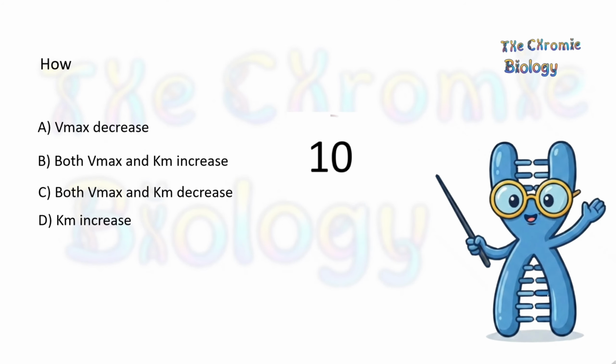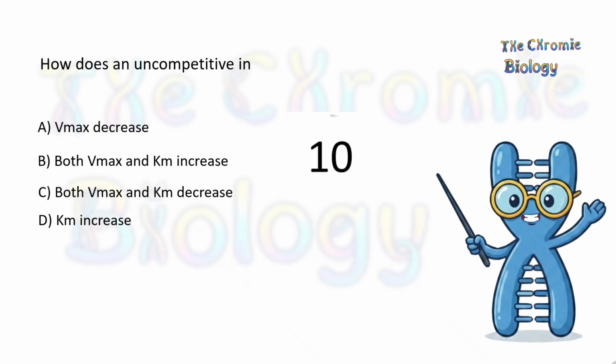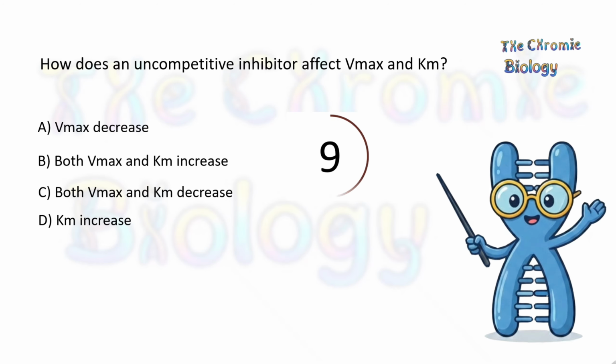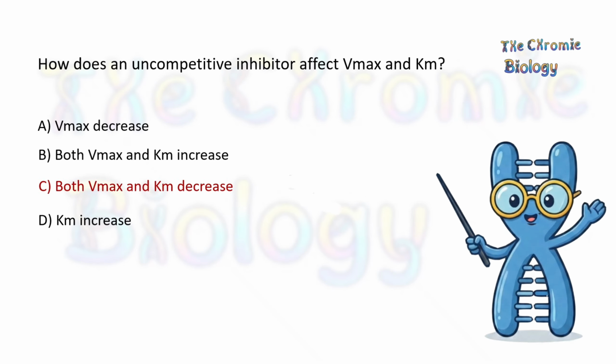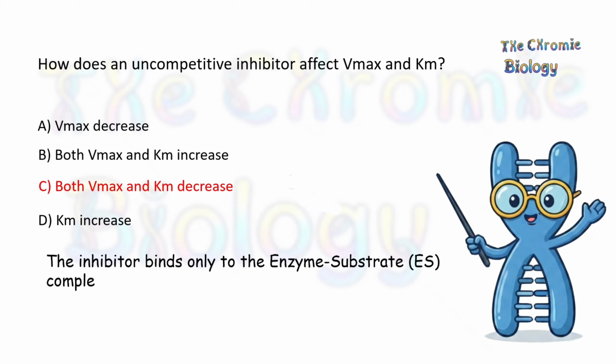How does an uncompetitive inhibitor affect Vmax and Km? Here is your countdown. The answer is both Vmax and Km decrease, because the inhibitor binds only to the enzyme-substrate complex, shifting the equilibrium.